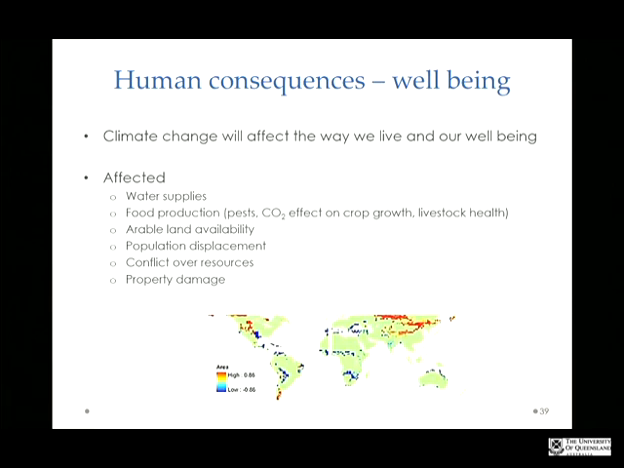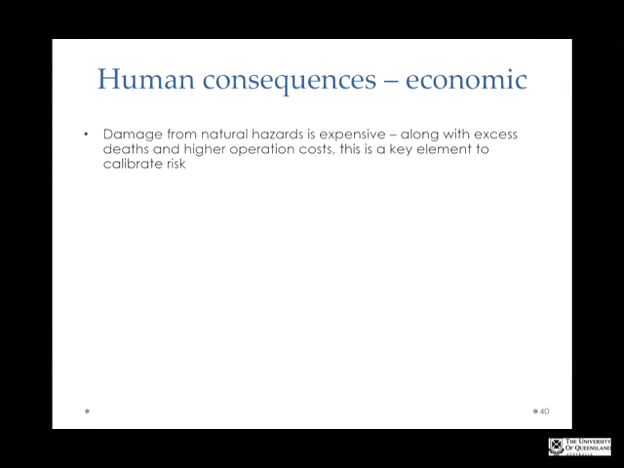And the other thing is obviously we'll have damage to property and stuff like that. So the last human consequence before we have our short break is an economic consequence. Damage from all those natural hazards, the storms and the droughts and the sea level rises, is very expensive. So we not only have lots of extra deaths and much higher costs, but it's used to calibrate risks. It's often the thing that says, how much will it cost if we allow this to go ahead? Because obviously we work in an economic world.